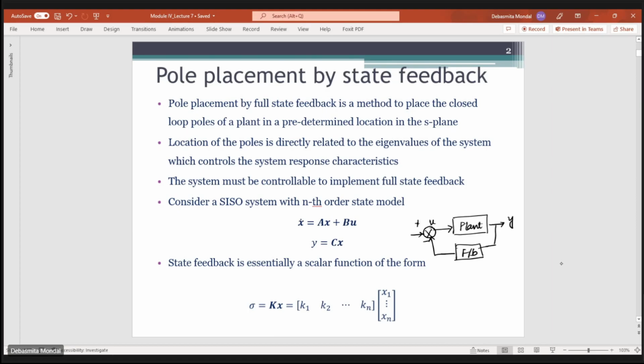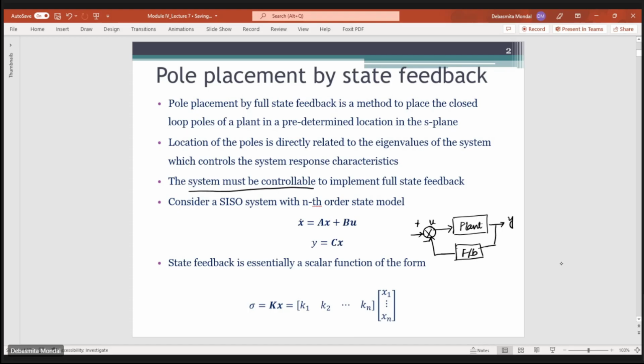So the main condition that needs to be satisfied in order to implement a full state feedback is that the system must be completely controllable. If the given plant is completely controllable, then we can implement a full state feedback. But for implementing a full state feedback, you need to measure all the state variables and then feed them back to the input.